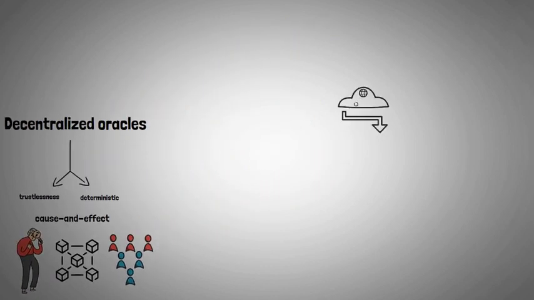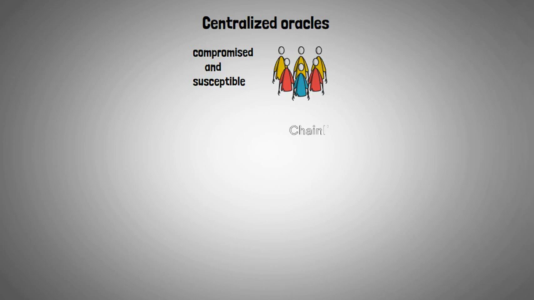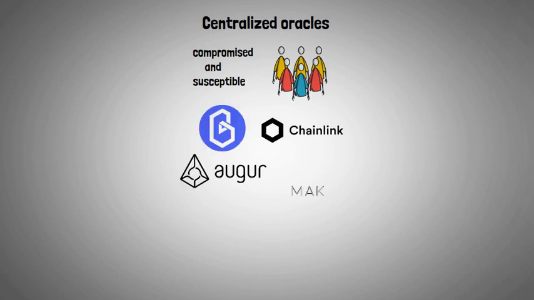By leveraging many different data sources and implementing an oracle system that is not controlled just by a single entity, decentralized oracle networks have the potential to provide an increased level of security and fairness to smart contracts. Centralized oracles themselves can become just as compromised and susceptible to manipulation as any other third party. For this reason, many blockchain projects, including Chainlink, Band Protocol, Augur, and MakerDAO, are developing, and in some cases, have already developed decentralized oracles.